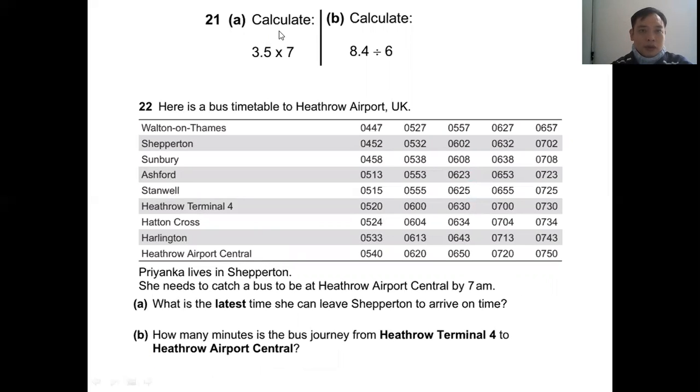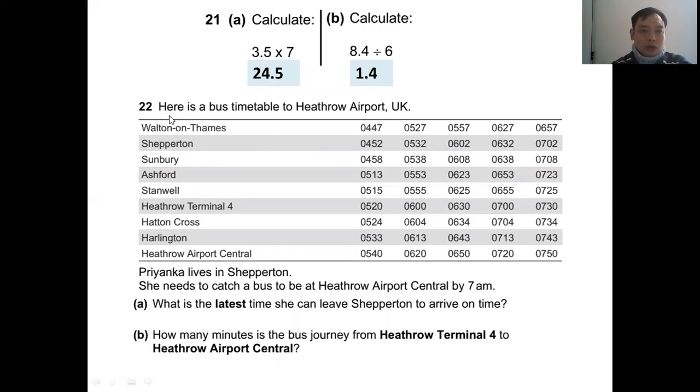Question 21. A. Calculate 3.5 multiplied by 7. The answer will be 24.5. B. Calculate 8.4 divided by 6. The answer is 1.4. So remember the decimal point. When you reach the decimal point, you have to put the decimal point here. It's the same for multiplication: you have to remember to put the decimal point in the result too.